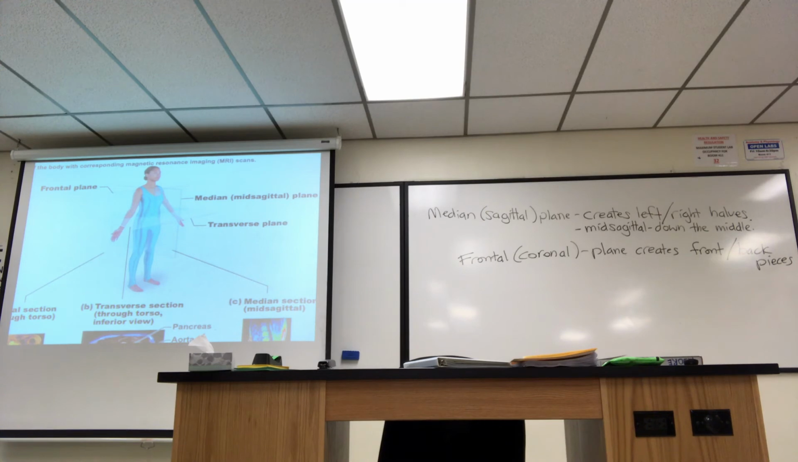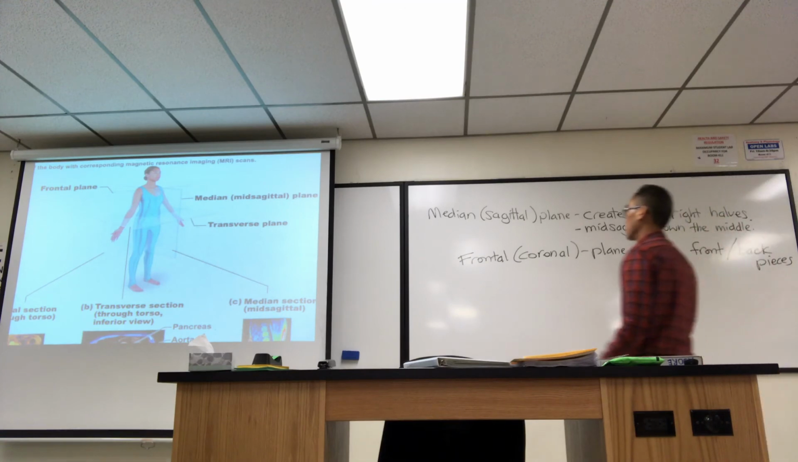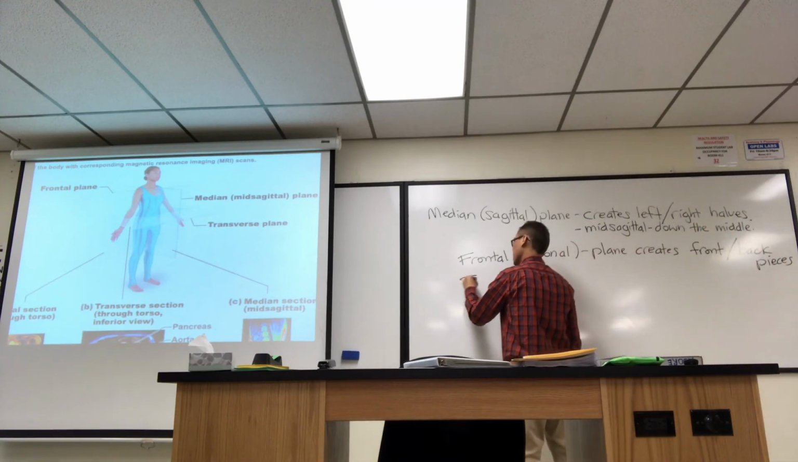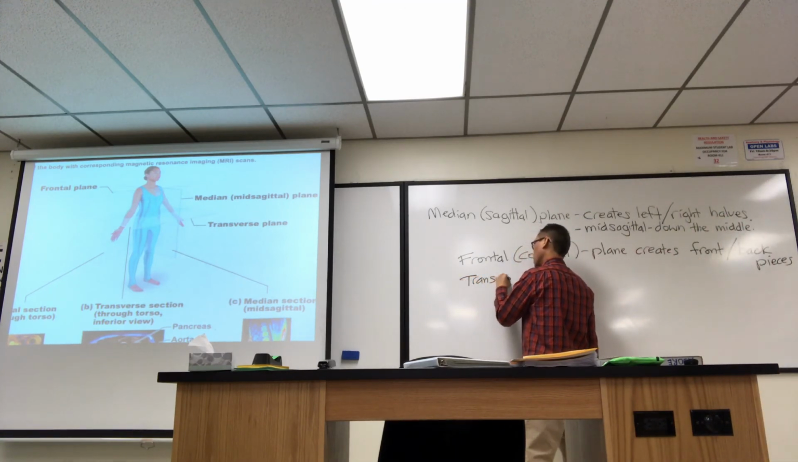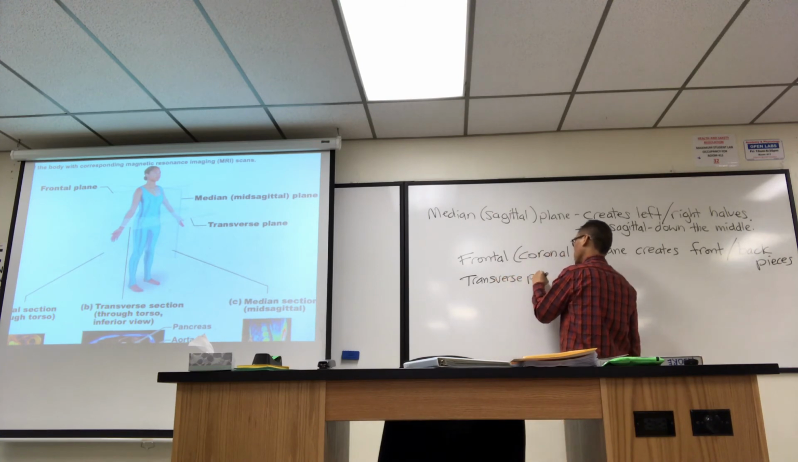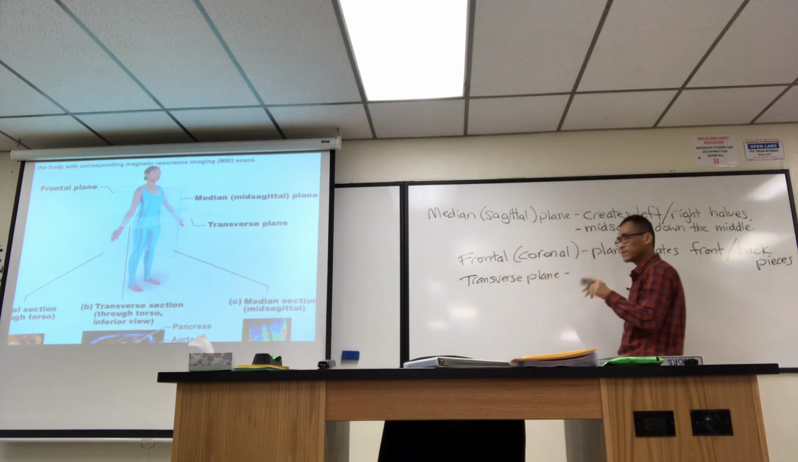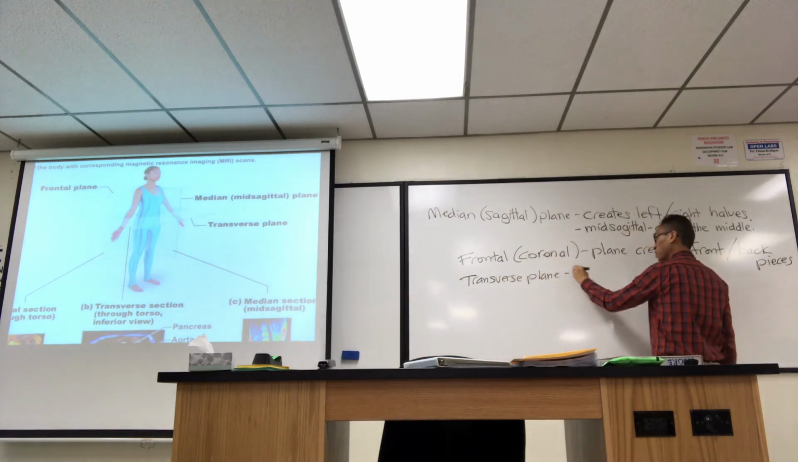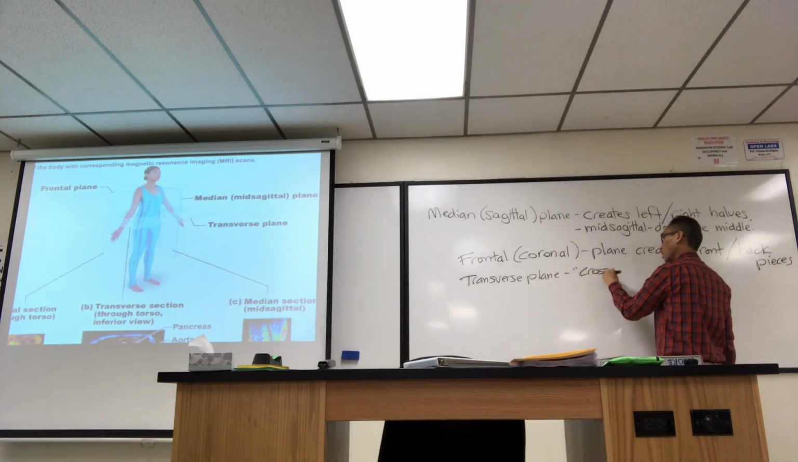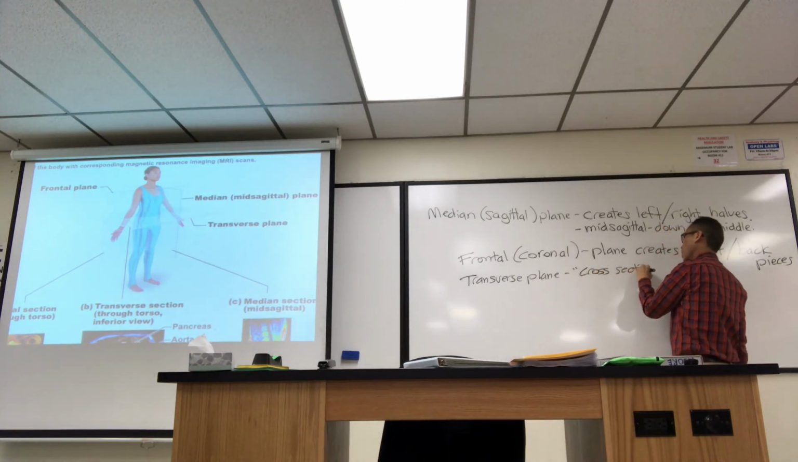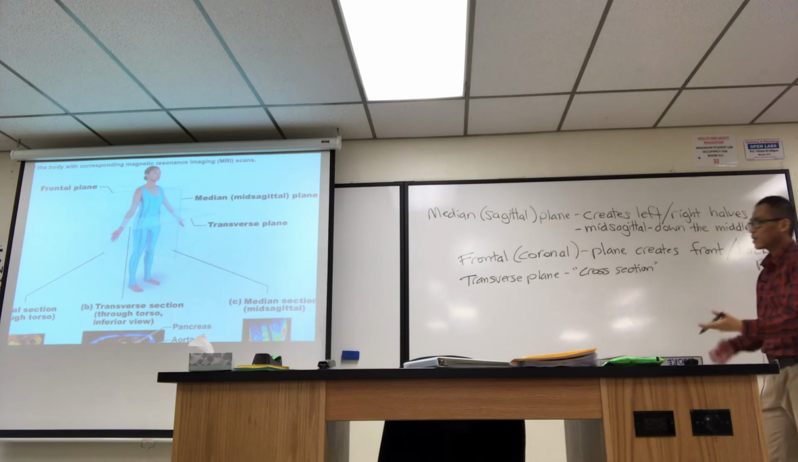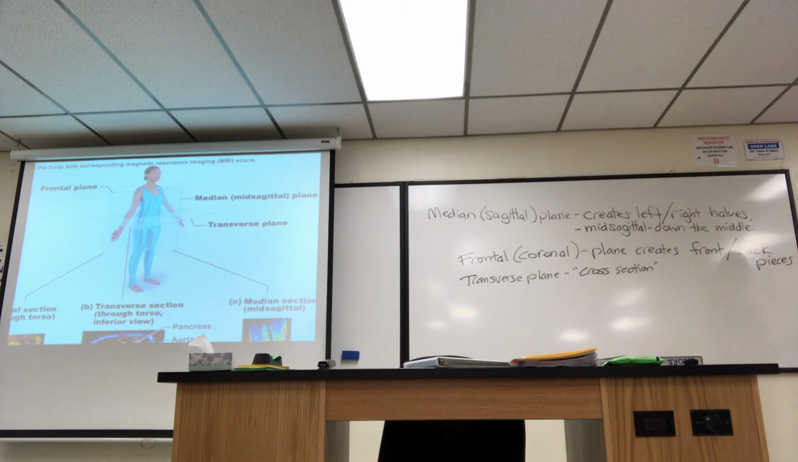And then that one where they're cutting right in half at the waist is the transverse plane. Sometimes people refer to that as a cross section. You ever see that term? Well, in a cross sectional view, it creates upper and lower pieces, right? When you cut in that plane.